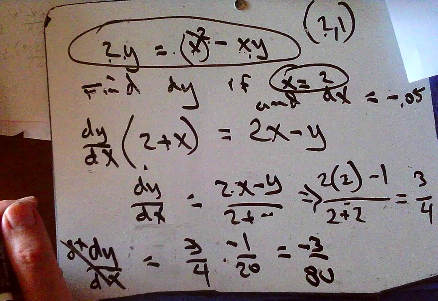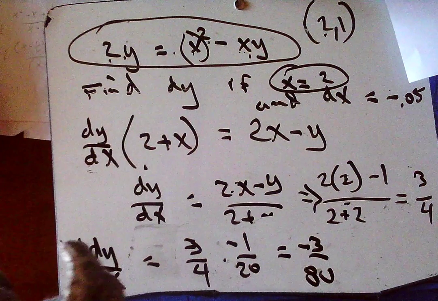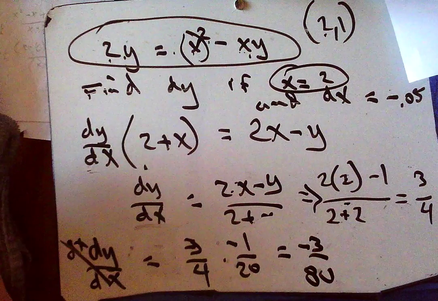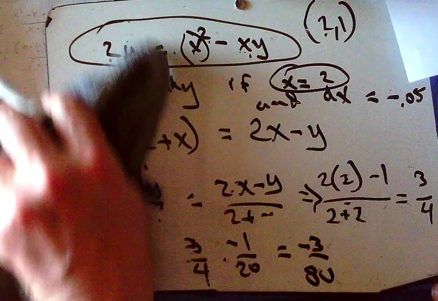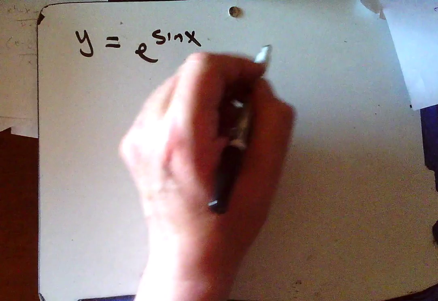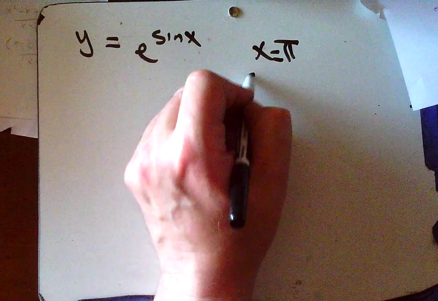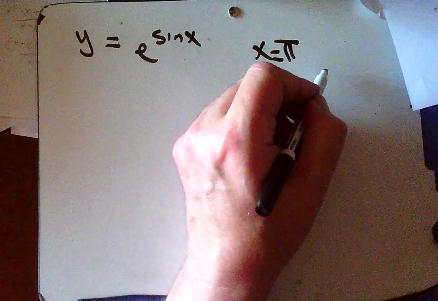All right? Okay. And then the last one that I want to look at. Yeah, I keep banging into that camera. Where will it end up now? Okay, so this time let's have y equals e to the sine x, where x equals pi, and dx equals 0.1.